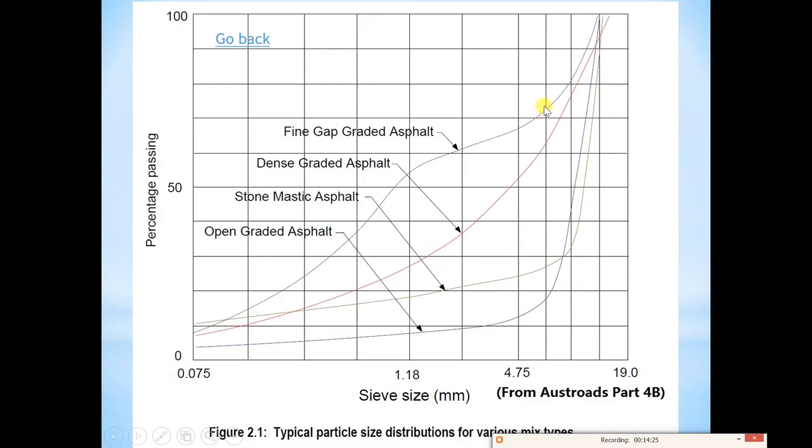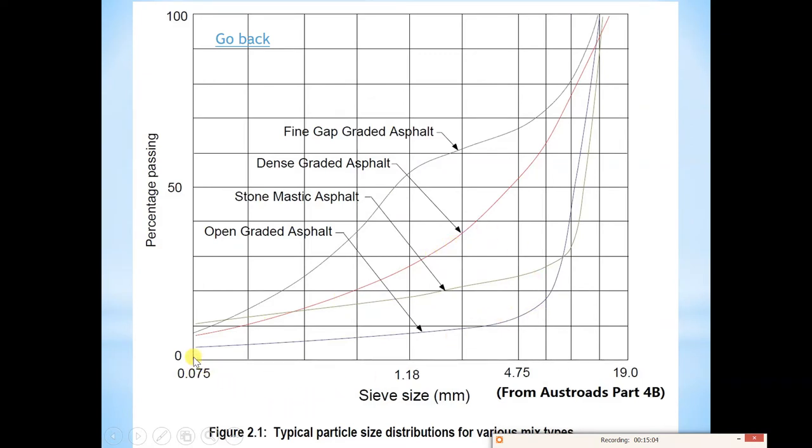It doesn't have a lot of coarse aggregate. It probably has about 30+% coarse aggregate, and the remainder will be a lot of fine aggregates. Okay, this is gap graded, so that intermediate size is missing. So it has about 30 to 35% coarse aggregate and the remainder are the fine aggregates. Okay.